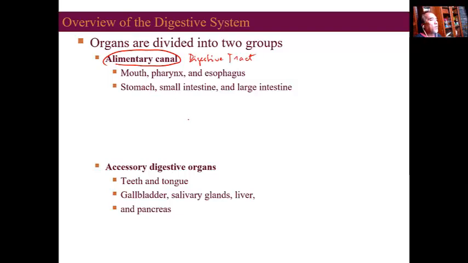So where does food go in? It goes into the oral cavity, through the mouth. And remember, in the mouth there are accessory organs associated with your digestive system. You're going to have the teeth, the tongue, and the salivary glands. Those are associated with the mouth.